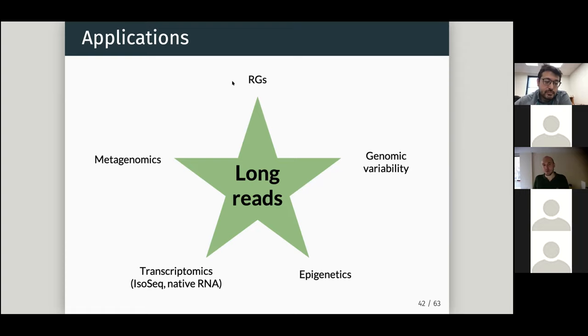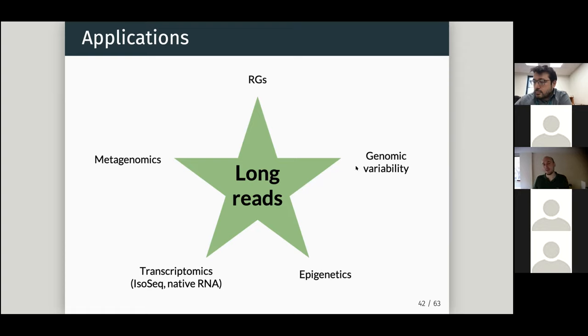So you can, of course, use it to assemble reference genomes. I would say that's the only way to go if you want to have very good quality reference genomes. At this point, you can use it to understand genomic variability. It means that, as your colleague before was asking, how can I look at the copy number variation of this particular region?